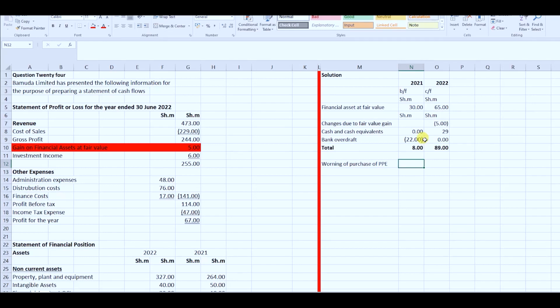So we begin by analyzing the balance at the beginning of PPE. Workings, spelling, W-O-R-K-I-N-G, workings of purchase of property, PPE. You can put that as bold. So our first talking point over here is the balance at the beginning. Balance at the beginning, we're dealing with 2022. So the balance at the beginning, we should be able to get from the balance sheet.